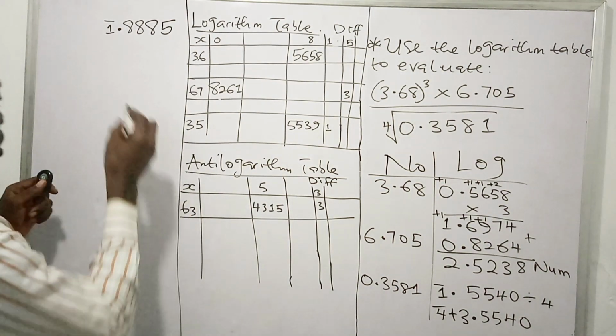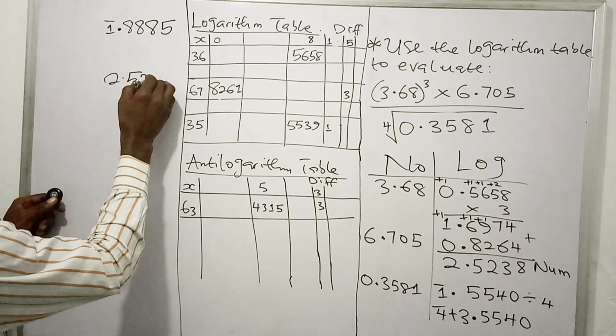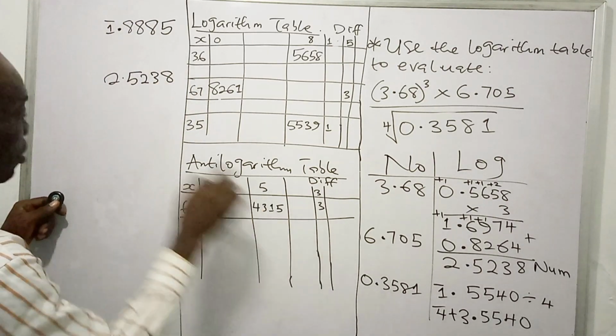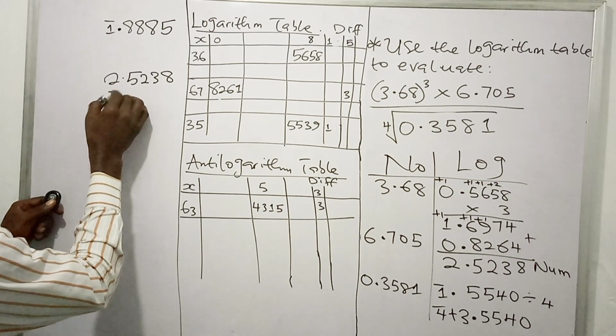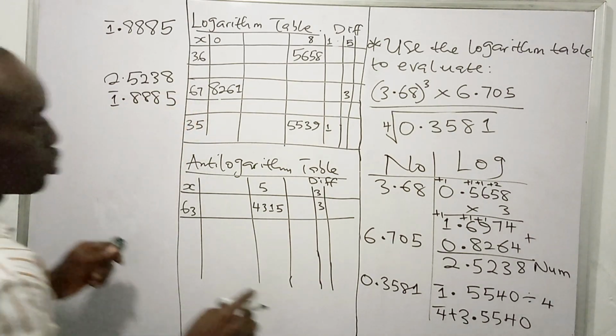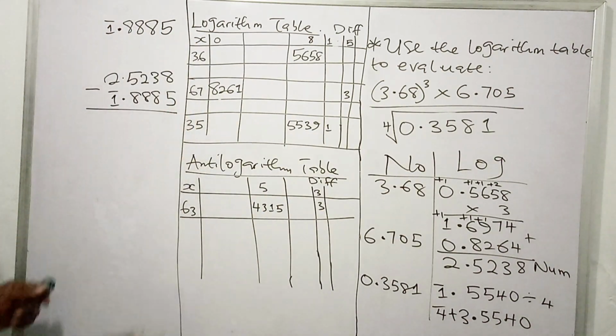Now, if we bring that together, this is the value for the numerator, 2.5238, and that's the value we got after resolving the denominator. We have about 1.8885. And the rule says if you're dividing, we should what? Subtract. Now we're going to subtract this.